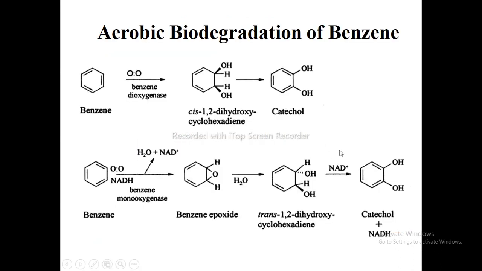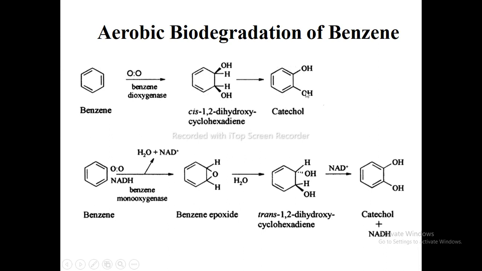Now this is an example of aerobic degradation of benzene. You see here, it can be degraded in two different ways. Say, in the presence of molecular oxygen, so it's an aerobic process, benzene dioxygenase oxidizes benzene into dihydroxycyclohexadiene. Right? Two double bonds are there, so diene. Then it is further isomerized into catechol.